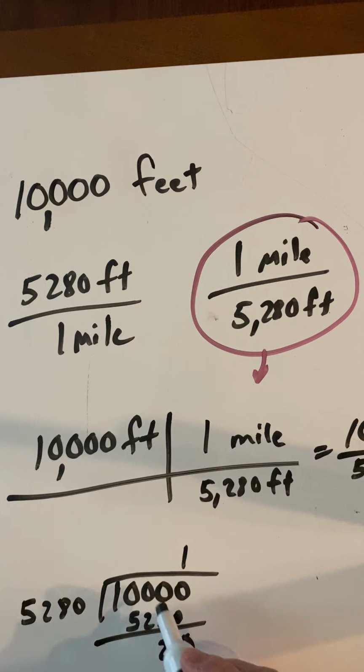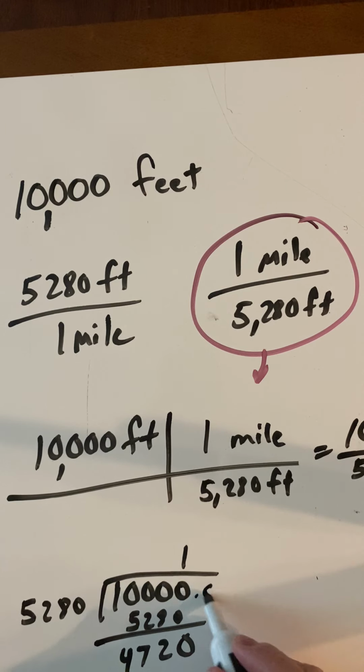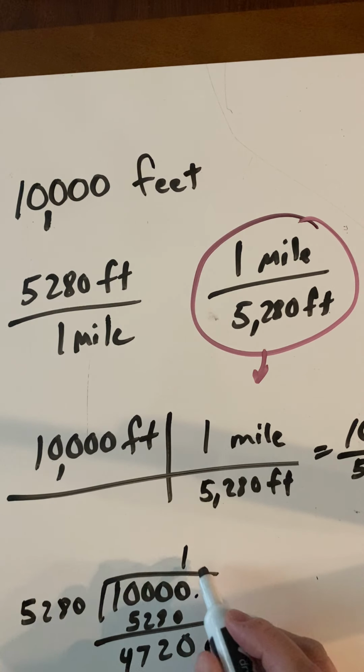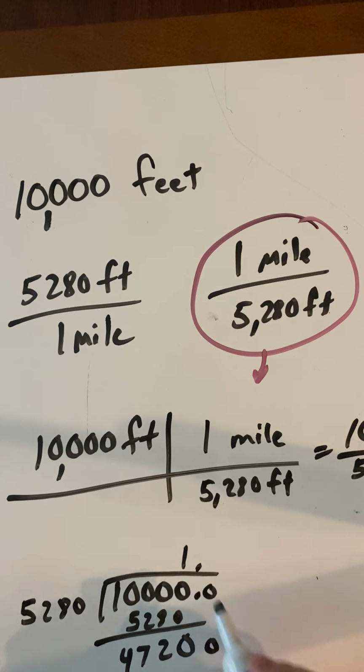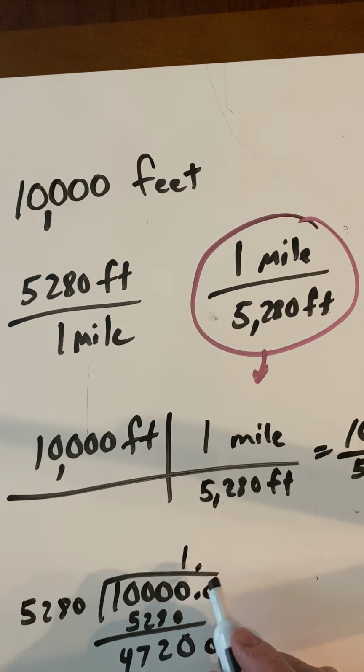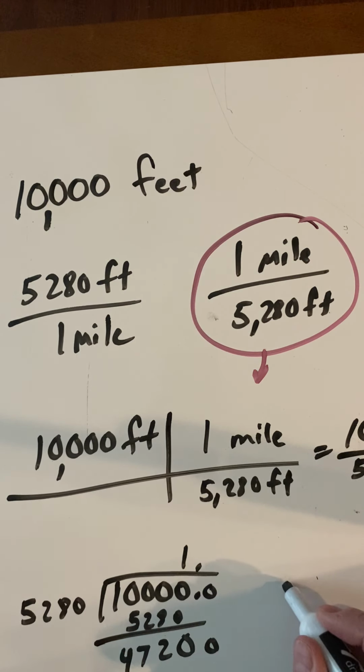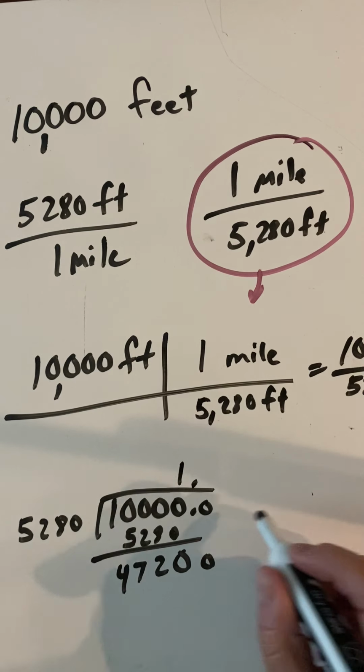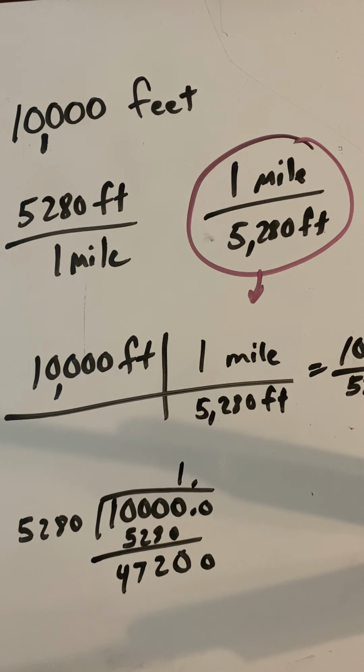It gives me a 2, 7, 4. So I got 4,720 left over. I can bring down a 0, put a decimal up there, and I can keep working this problem until I find out that it's going to be almost 1.8, 1.9 miles by the time I finish all this. And that's going to give me how many miles that is.